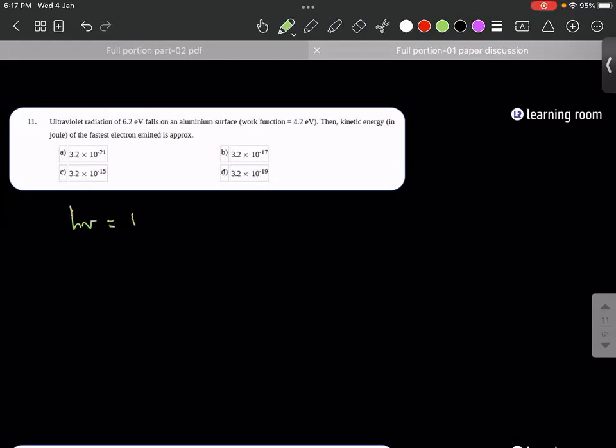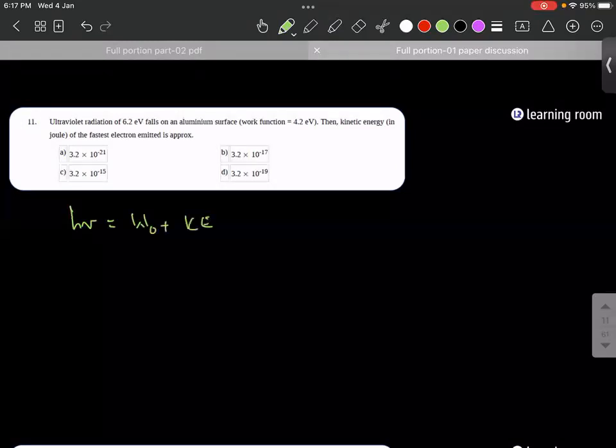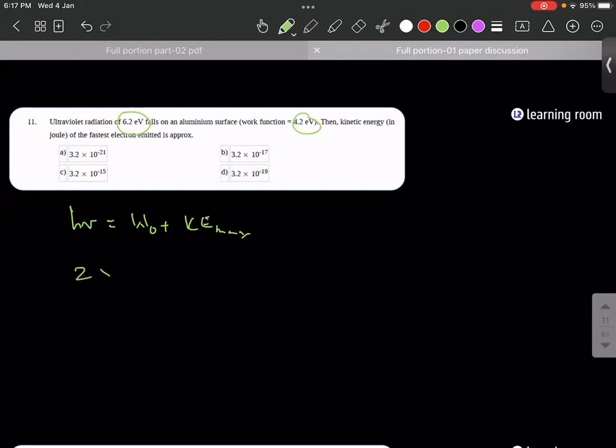So h nu is equal to w naught plus KE max. So 6.2 minus 4.2 should be the answer. So 6.2 minus 4.2 is 2. So 2 is in terms of electron volt. Converting it to joule, you will have something like this. So 2 into 1.6 is 3.2 into 10 power minus 19 joule.